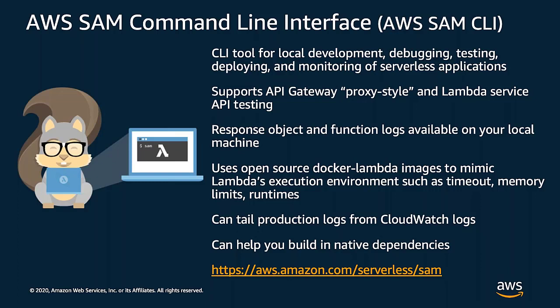SAM CLI uses an open source Docker Lambda image to mimic your Lambda function's execution environment, including the operating system and such settings as timeout, memory limits, and the runtime that you've chosen. SAM CLI can give you a live tail of production logs directly from CloudWatch logs so that you can see what happens on your machine as your function is invoked. And it can also help you build in native dependencies because that Docker image that it's running is running a version of Linux that's compatible with what your Lambda function will actually deploy in when it's deployed to your AWS account.